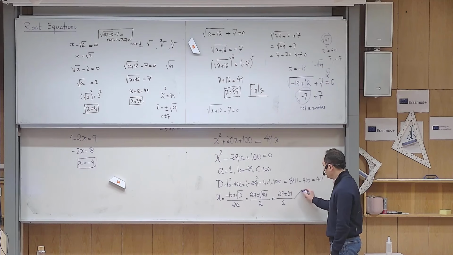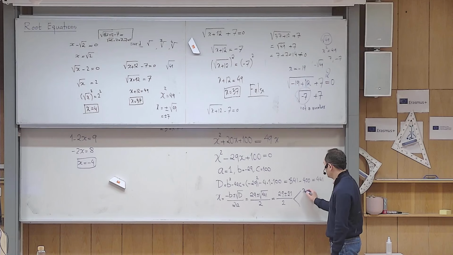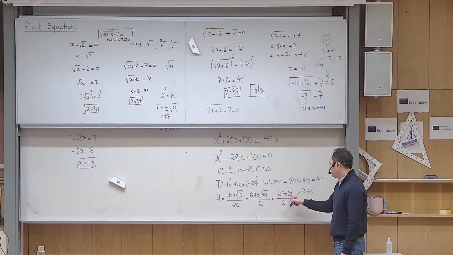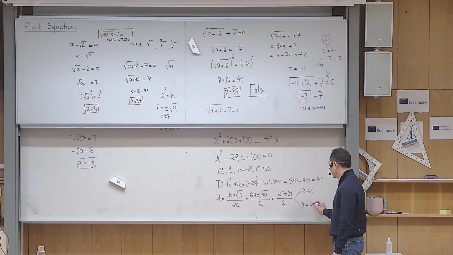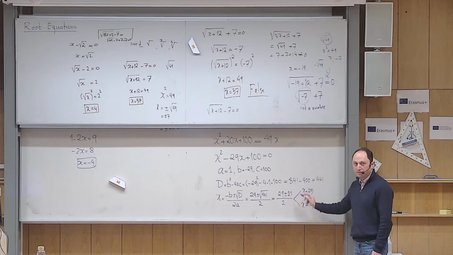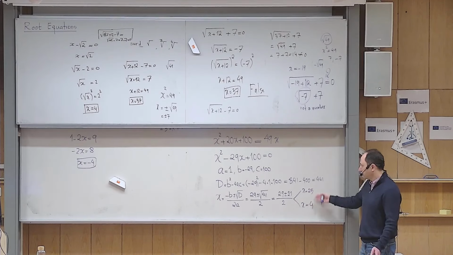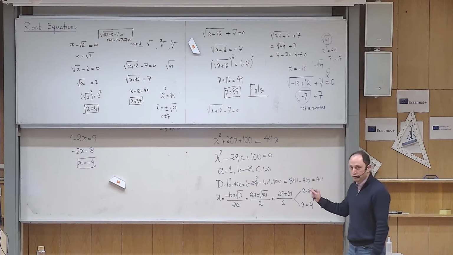And then you have 2 options. 29, can you do it in your head? 29 plus 21, 50, divided by 2, 25. 29 minus 21, 8, divided by 2, 4. But be careful, don't accept them yet. It might be one of them or 2 of them, or I don't know. They might be false roots. You have to check both of them.